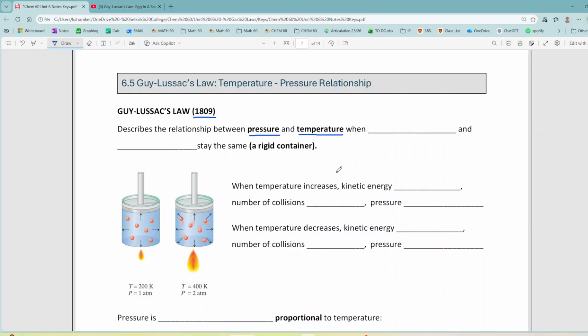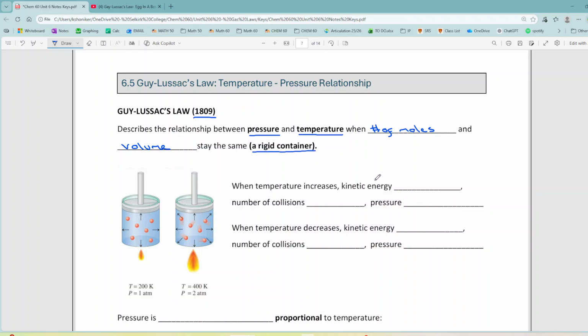Now, again, if you are going to monitor two variables, you have to keep the other two constant. So the other two are going to be number of moles. So we're not going to let any gas enter or leave. And the volume stay the same. Now, to keep the volume staying the same, we need to use a rigid container.